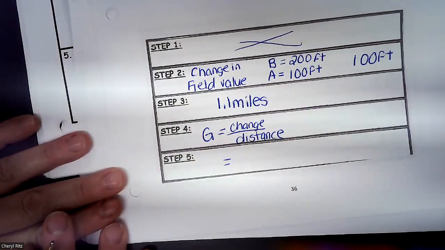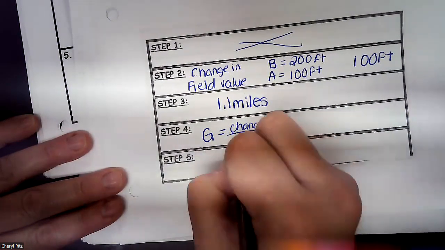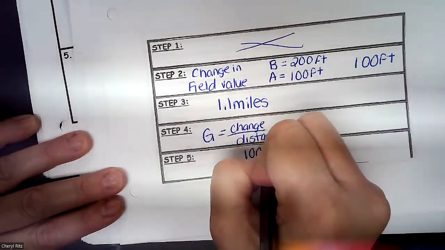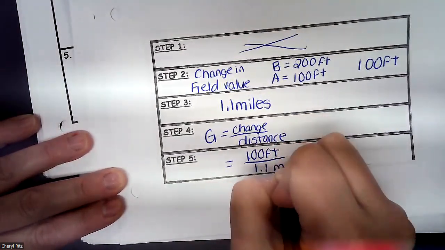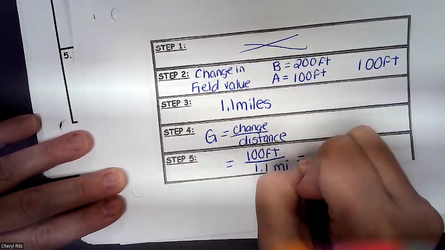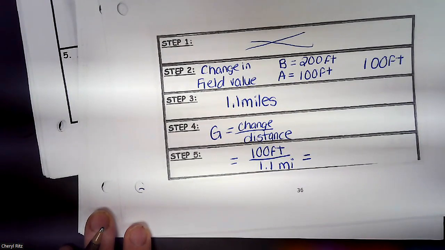Step 5 is just to plug these in. So the change in field value goes first. Which number is that? 100 feet divided by 1.1 miles. What is the answer if you use those numbers?